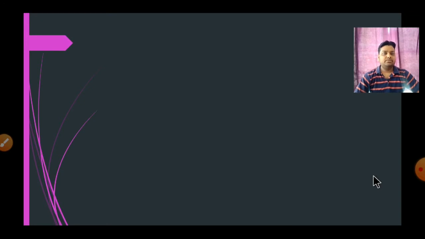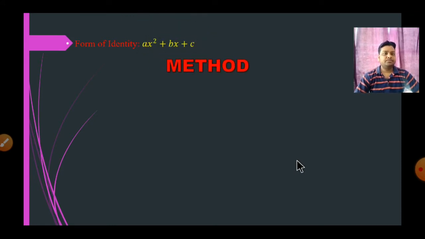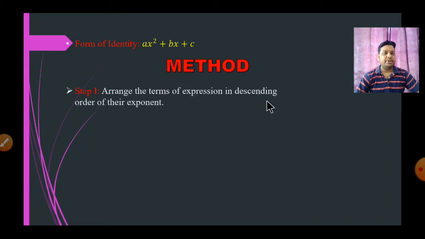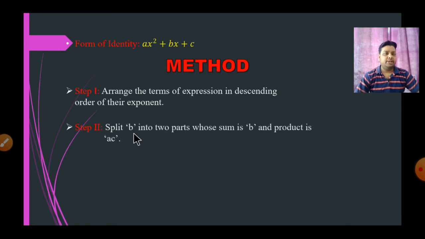At first, let's see the form of the identity, ax square plus bx plus c. Now let's see the method. Step 1: we arrange the terms of the expression in descending order of their exponent, same as previous. Step 2: split b into two parts whose sum is b, but whose product is a into c.